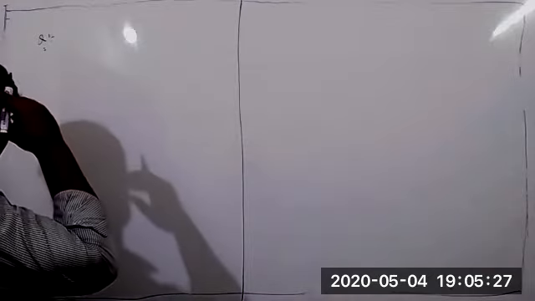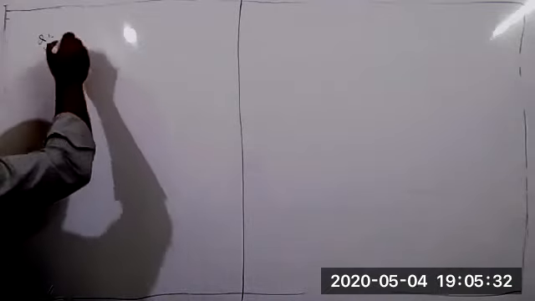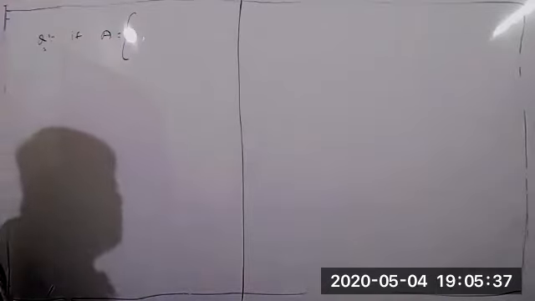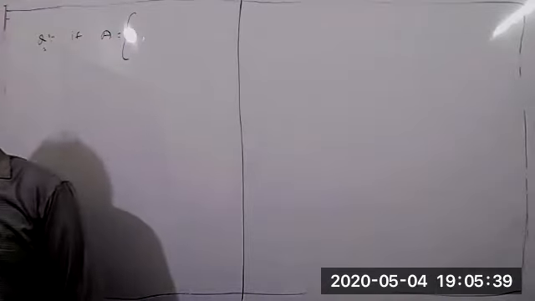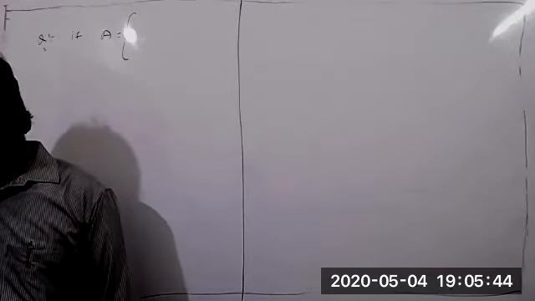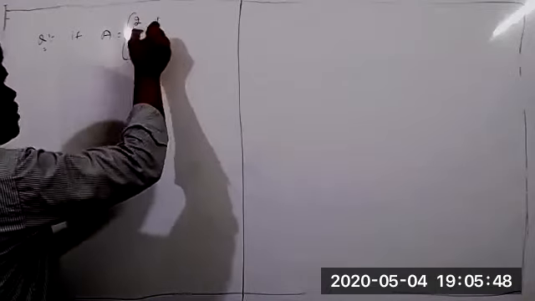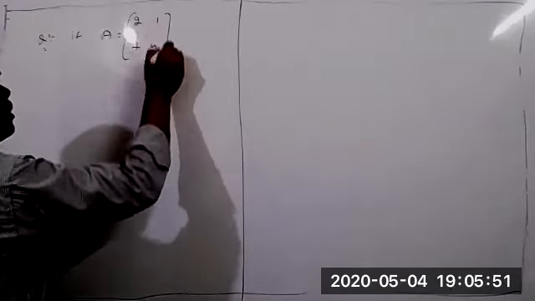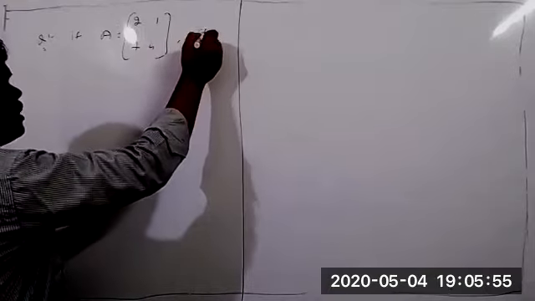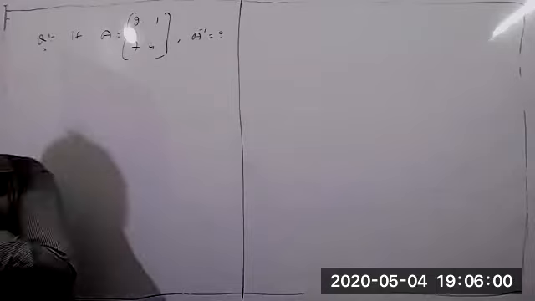A equal to... don't you have a book? Okay, A equal to 2 1 7 4. A equal to 2 1 7 4, then find the value of A inverse equal to how much? The problem is this.